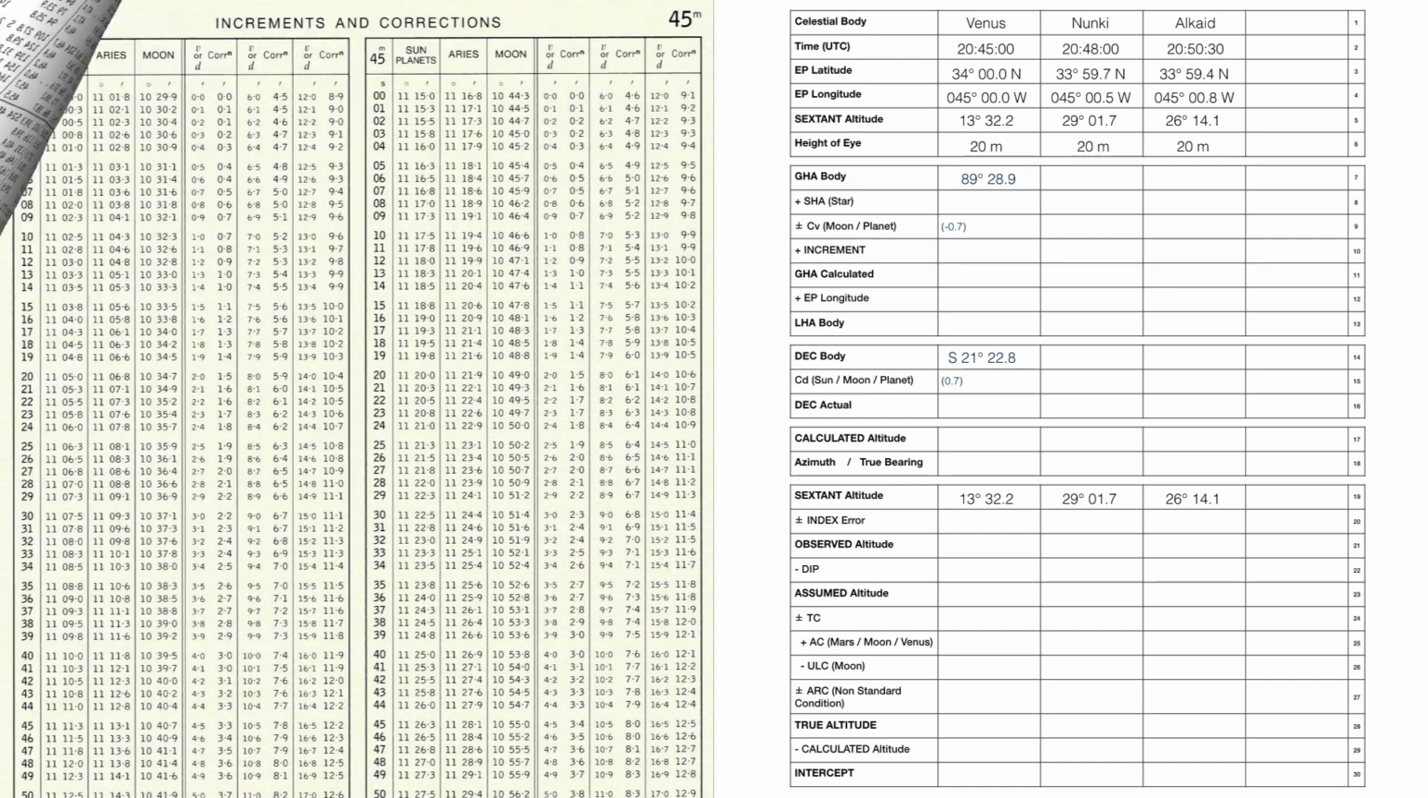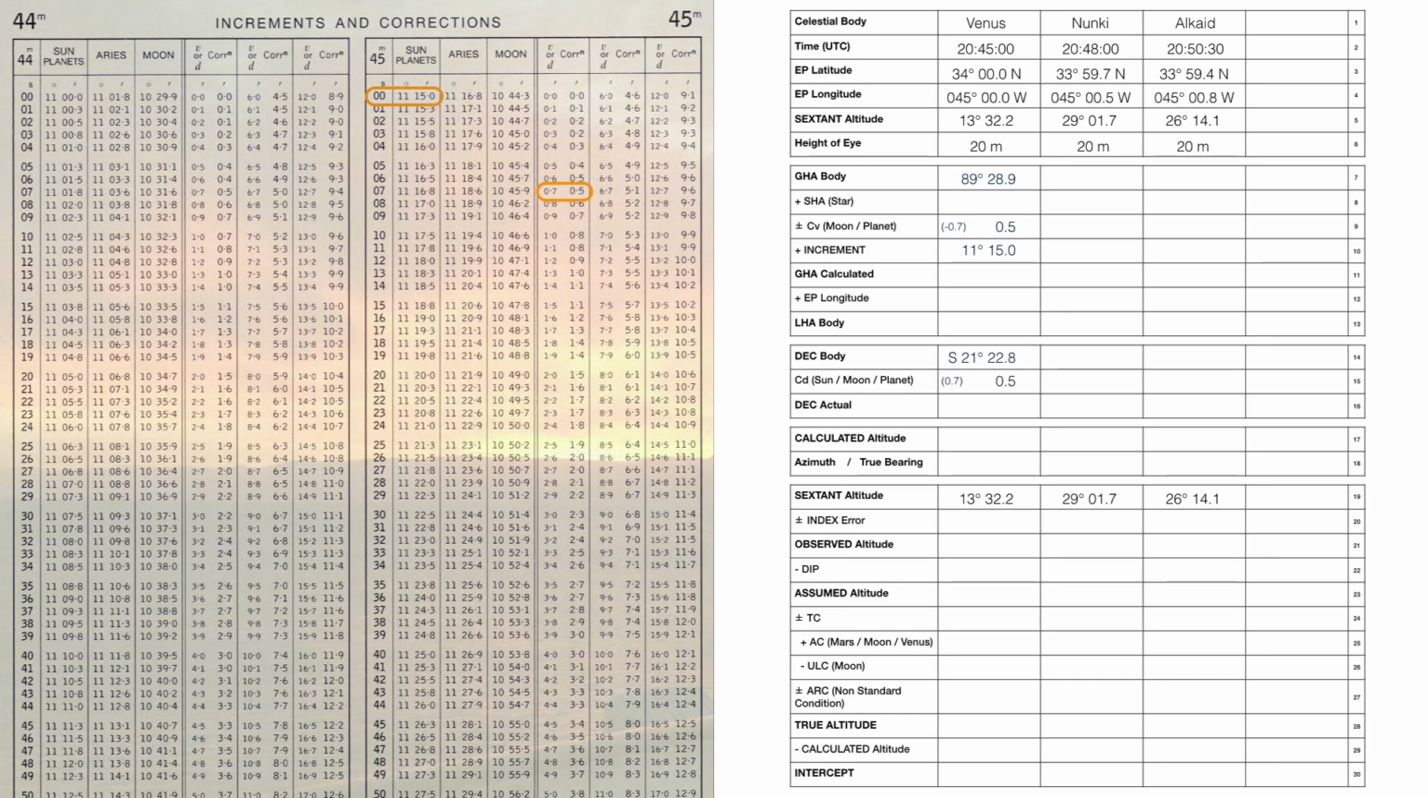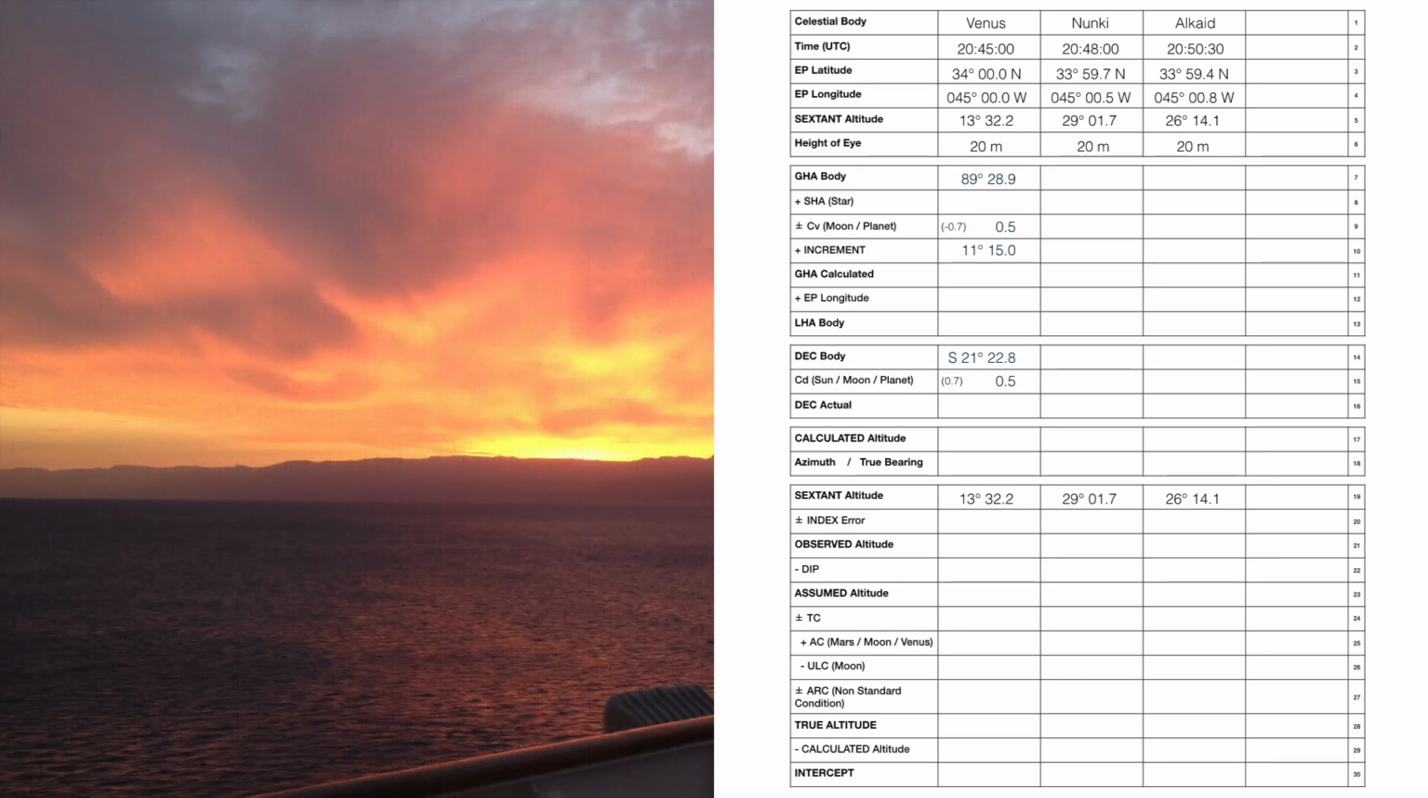Next, we turn to the yellow coloured increment and corrections pages at the back of the almanac. Finding the table for 45 minutes, we can read off the increment value for 45 minutes and 0 seconds from the planet column, which is 11 degrees and 15.0 minutes. We then obtain our values for the V and D correction from the same table, which are both 0.5 minutes. In the case of the V correction, it was negative, so we also name the correction as negative.